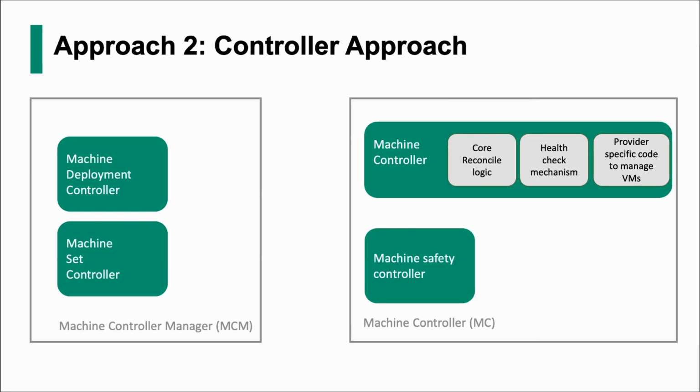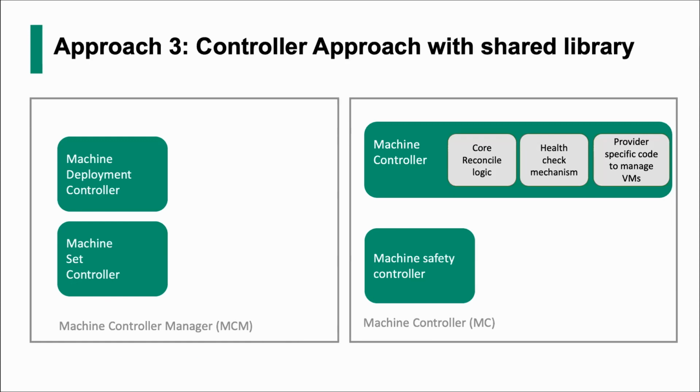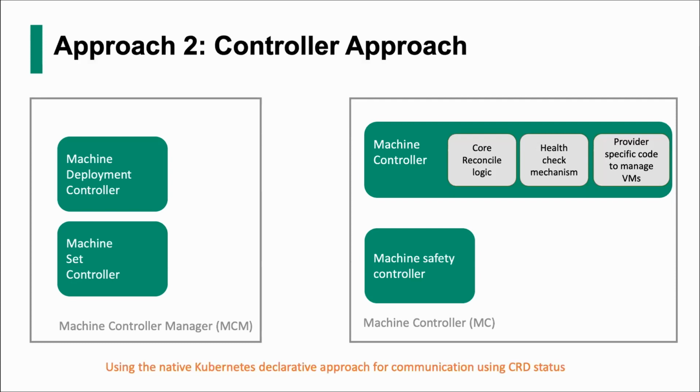Hence we thought about the second approach, which is the controller approach, where we moved all the machine related logic out into a separate binary. These are two different binaries. The one on the left, the MCM, takes care of the machine deployment and machine set CRDs, and anything related to the machines comes under the machine controller on the right. They coordinate with each other using the CRDs themselves, the statuses on the CRDs. And this was more native to the Kubernetes approach.